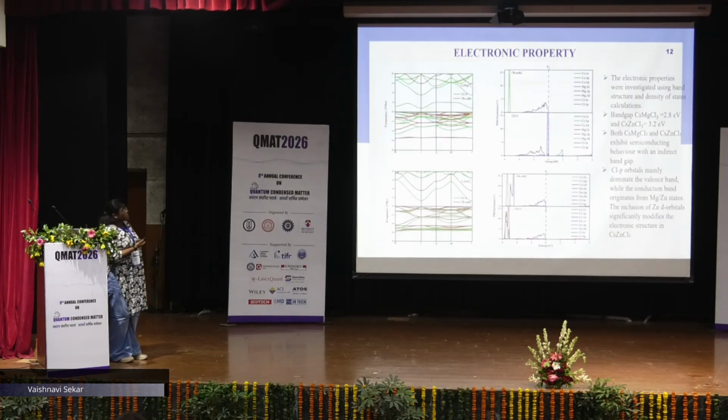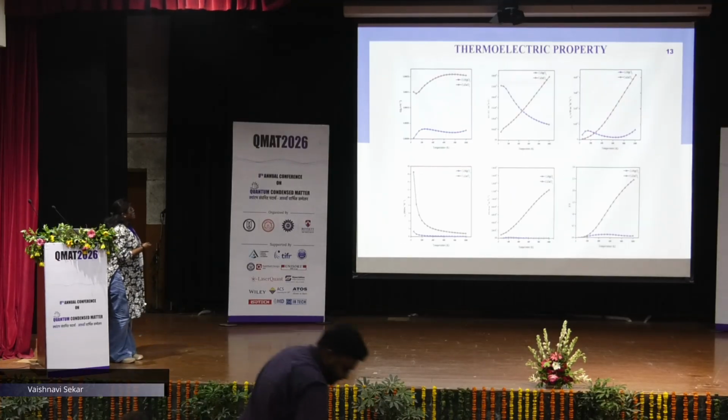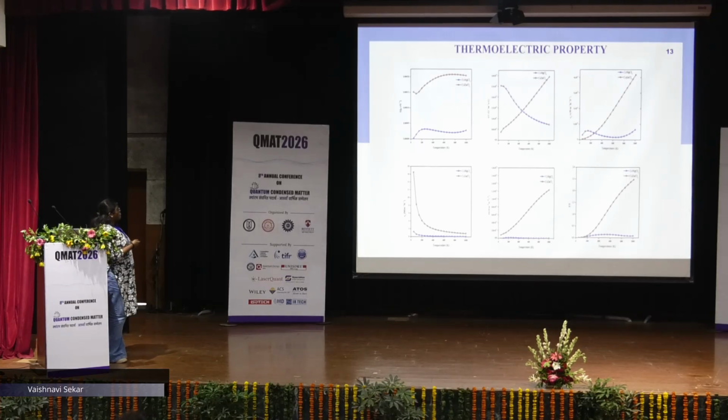The next property is the electronic property. The electronic properties tell us about the band gap. CsMgCl3 has 2.8 electron volts and CsZnCl3 has 3.2 electron volts. These two exhibit semiconducting behavior with an indirect band gap. Mostly the valence band is dominated by p orbitals of the chlorine atom, and the conduction band originates from the Mg and Zn states.